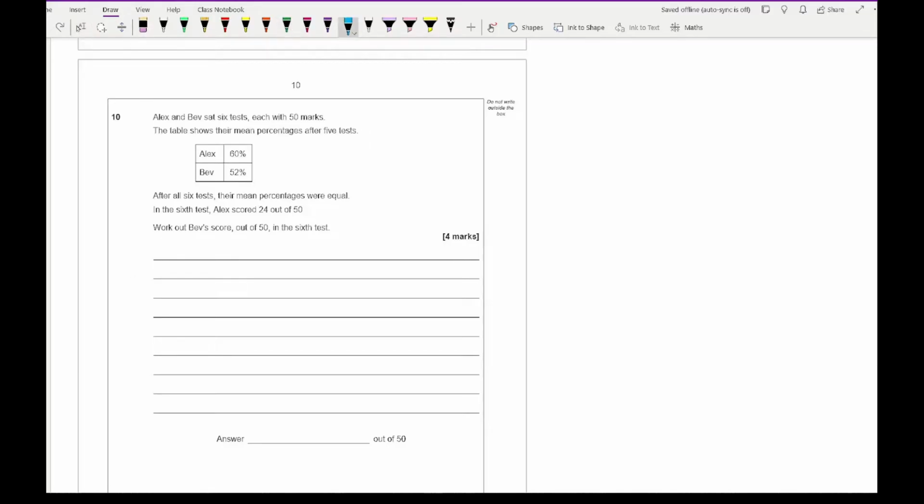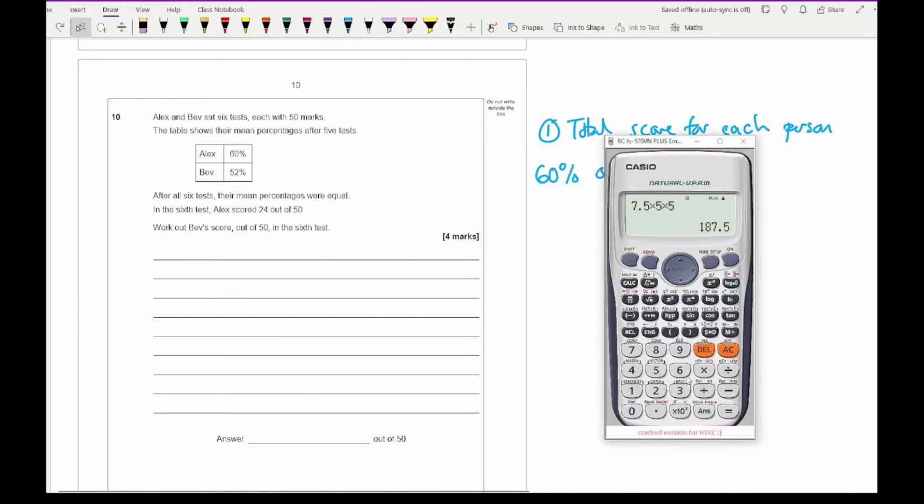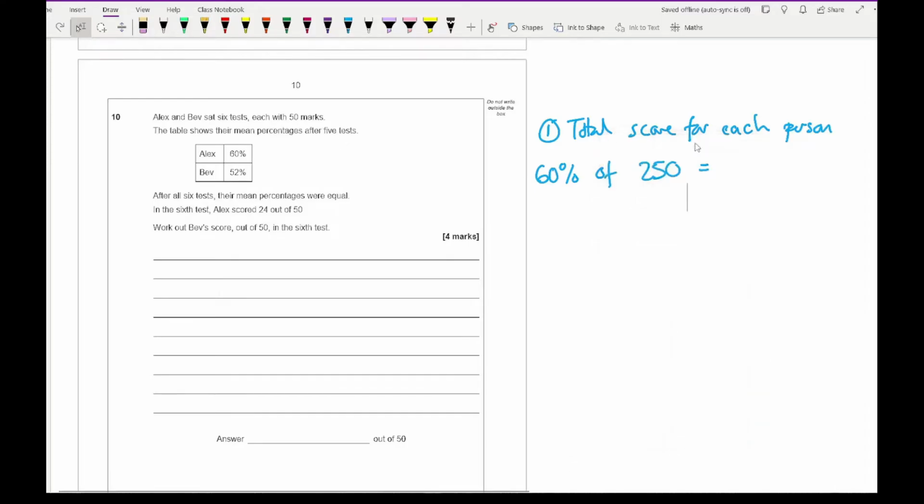Now this one you might be thinking, well, I'm not being given any information, but what we do know is let's work out first what the total score for each person is. So for this we've got 60% of 250 because that's the total marks, and if we work out what 60% of 250 is, 250 multiplied by 0.6 equals 150. So Alex scored, get that back up, 150.